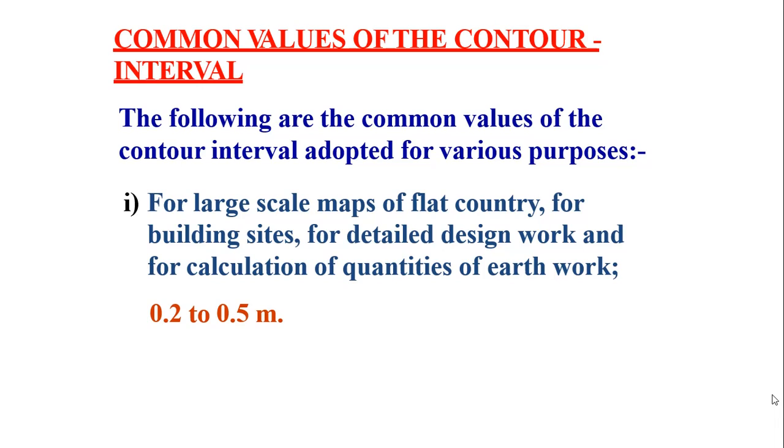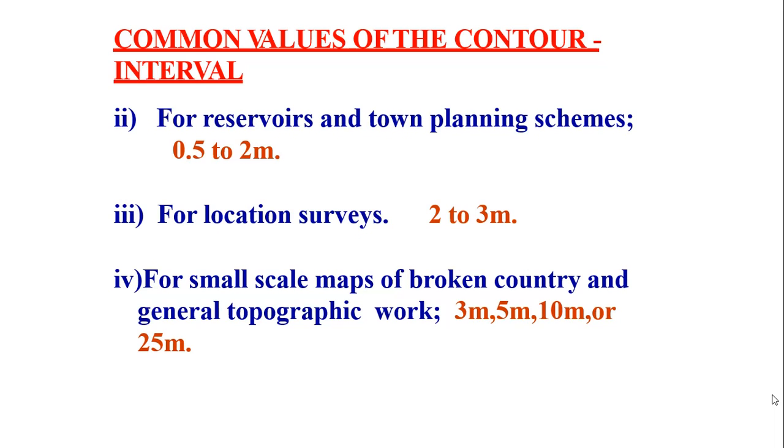Number 1, for large scale maps of flat country, for building sites, for detailed design work and for calculation of the quantities of earthwork, generally the contour interval is adopted as 0.2 to 0.5 meter. Next, for reservoirs and town planning schemes, the interval is taken as 0.5 to 2 meter on ground. Okay. For the location survey, the interval is 2 to 3 meter.